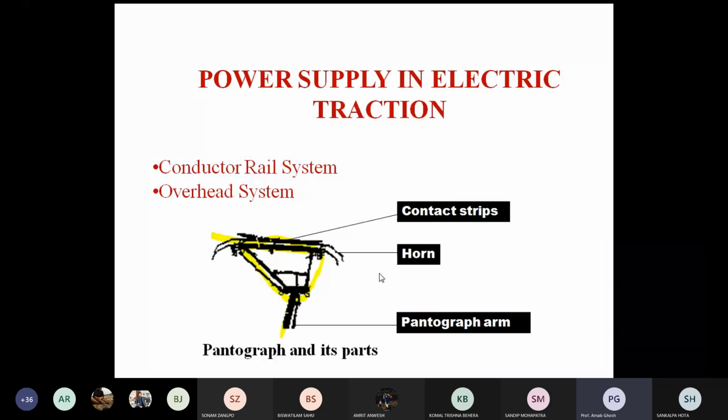The horn looks like a kind of isolator. Initial isolations will also be there, as well as some protection system, which is also important. The purpose of the pantograph arm is basically to hold up the cables. The pantograph is collecting the current, and the contact strips are normally what collect the current.